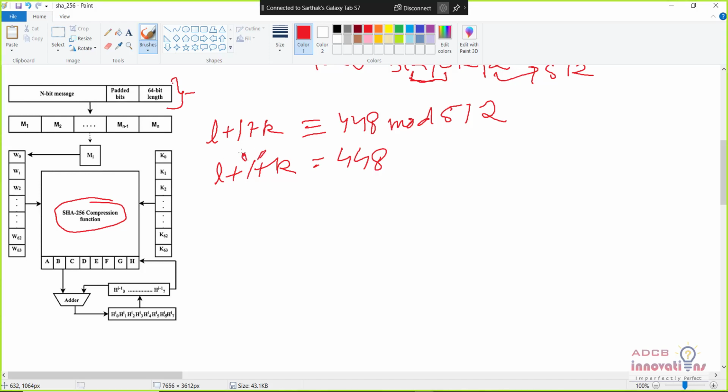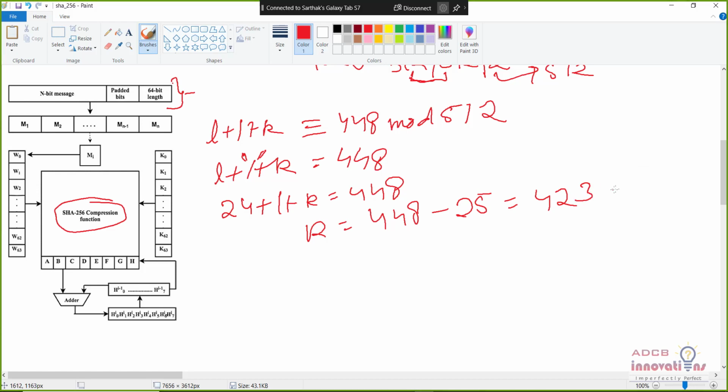Now L is 24, so 24 plus 1 plus K is equal to 448. From here we get the value of K, that is 448 minus 25, which is 423 bits. So 423 zero bits need to be appended to this message. Now the value of our L is 24, and when we write 24 in binary, we need to make it 64 bits.